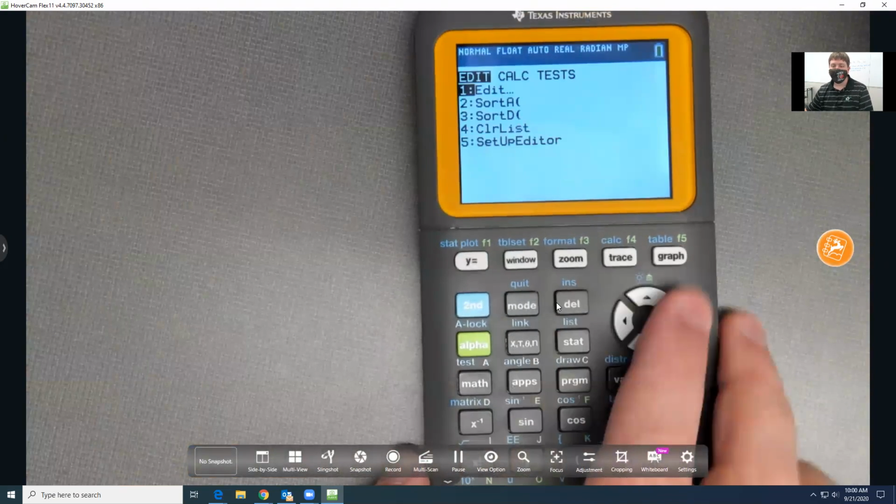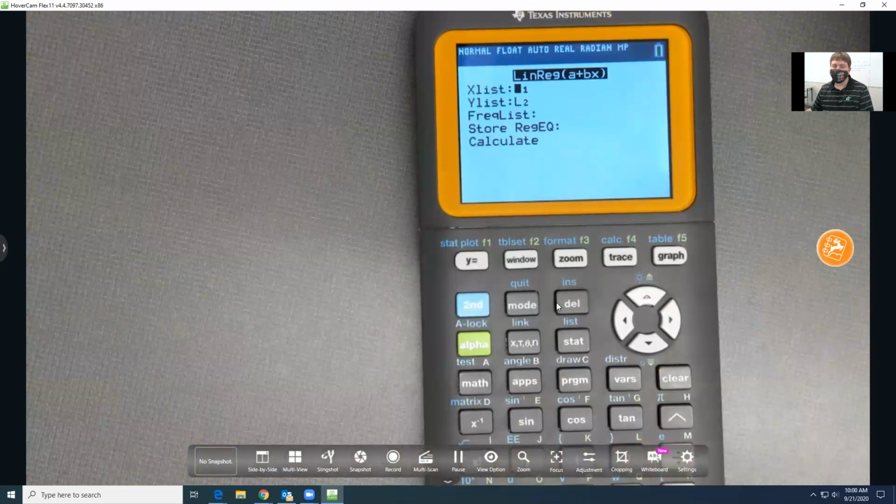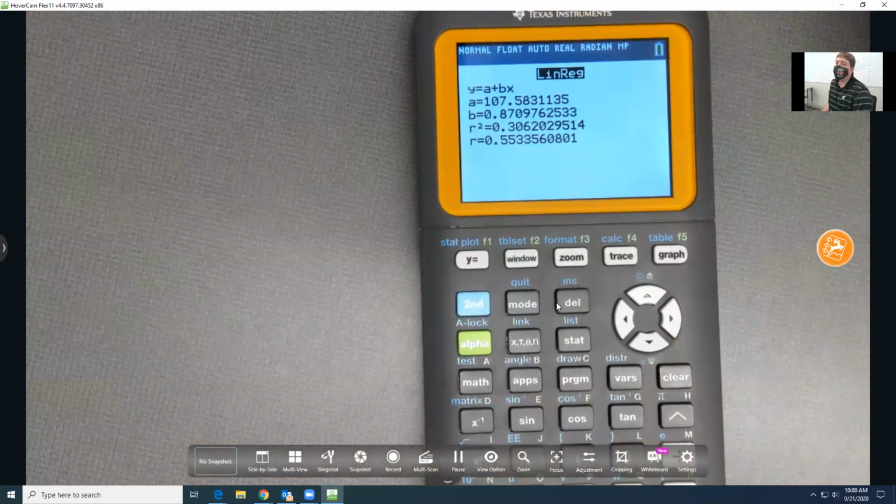We're going to do stat. We're going to go over to calc, number 4 or number 8. We're going to run through everything. Don't change this or do anything yet. If you want to put your equation in, you can. You don't have to this time. We don't need it for today. And then you do your stuff.